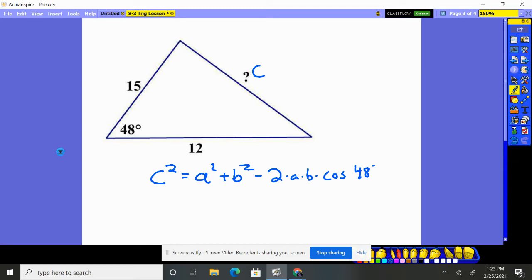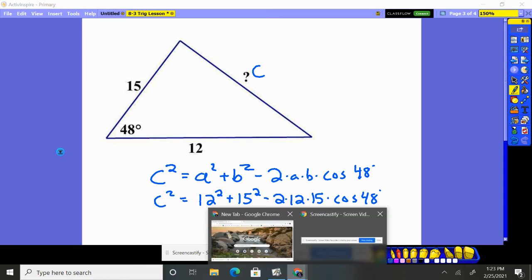Well, let's fill in the a and b. So c squared, we don't know. a, 12 or 15 can be the a. It doesn't matter. We'll make the 12. It's not going to change anything. b will be the 15, minus 2 times the one side times the other side times the cosine of 48 degrees. I wrote that down because we're going to need to go to a calculator.